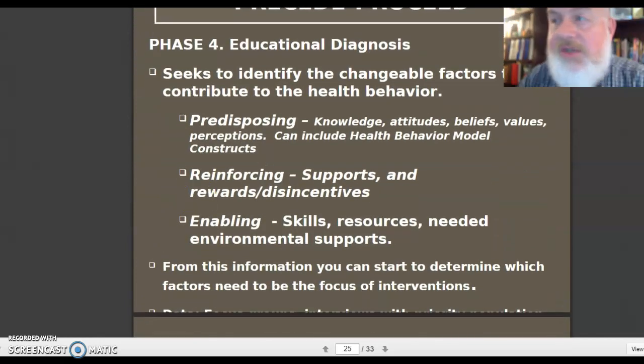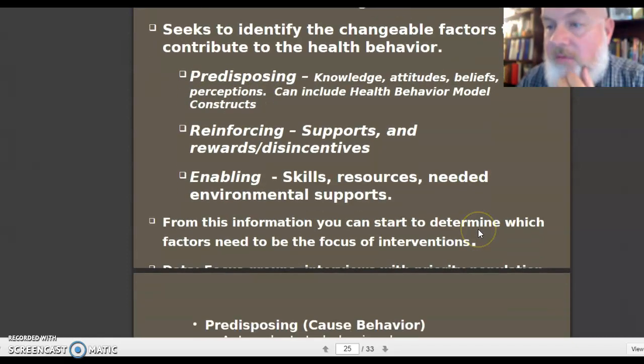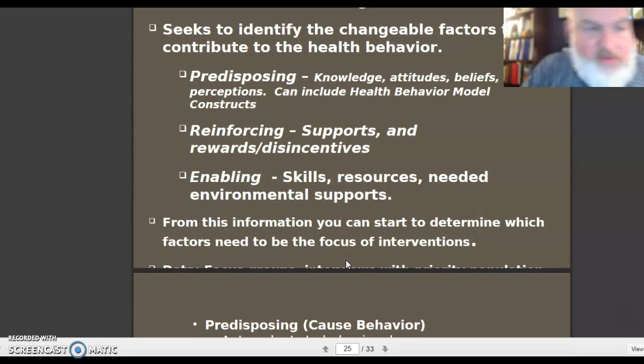Then you have your educational diagnosis. What are your predisposing factors? What are your reinforcing factors? What are your enabling factors that are listed out there? And you can figure out from this information what needs to be the focus of your intervention.